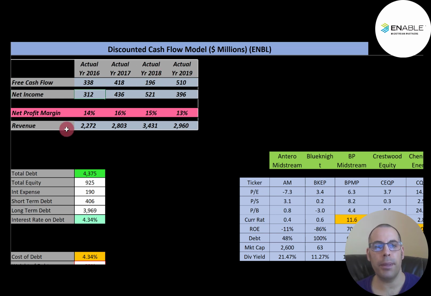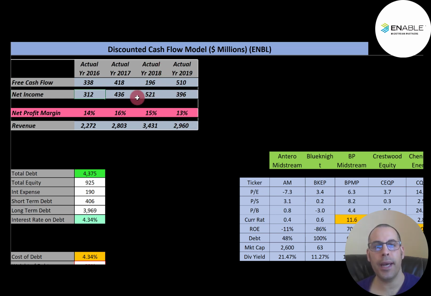Revenue is the sales for the company. That's the top line of the income statement, and their revenue grows a lot from 2016 to 2018, then dips in 2019. They have pretty healthy and consistent net profit margins. Net profit margin is net income divided by revenue, and they're 13 to 16%. The higher the expenses, the lower the net income and the lower the net profit margin. So this company converted 13% of its revenue into profit in 2019. That means 87% went towards expenses.